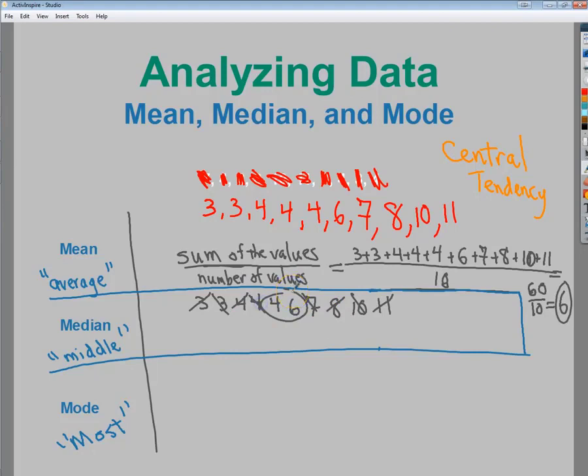In this case, I have two middle numbers. So what I need to do, if you just have one, that's your median. If you break it down into an odd number, so say there's 9, well, there'll be 1 in the middle, and that's your median value.